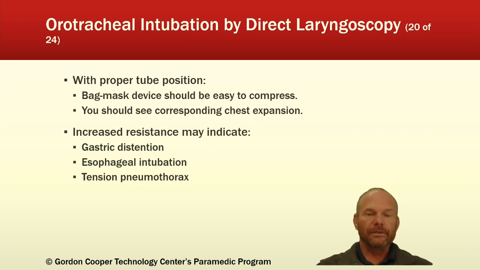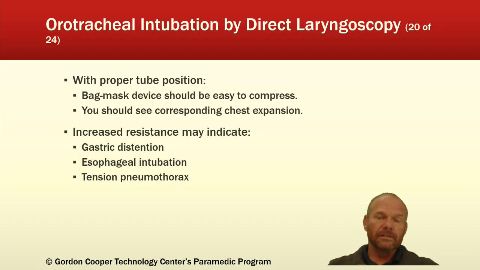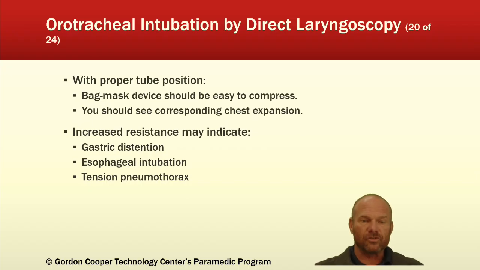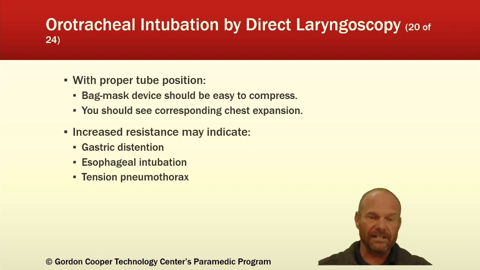So when that tube is placed in the trachea, the bag mask device should be easy to compress. That's indicating that you have unobstructed airflow. So you should see some chest expansion with each ventilation, confirming the air is reaching the lungs. Now, if you have increased resistance during ventilation and ventilation becomes difficult, it may suggest that you've got some gastric distension, so air entering the stomach instead of the lungs. Esophageal intubation, where the tube is misplaced into the esophagus, or maybe even a tension pneumo, where that air is just trapped in the pleural space, causing increased intrathoracic pressure and resistance.